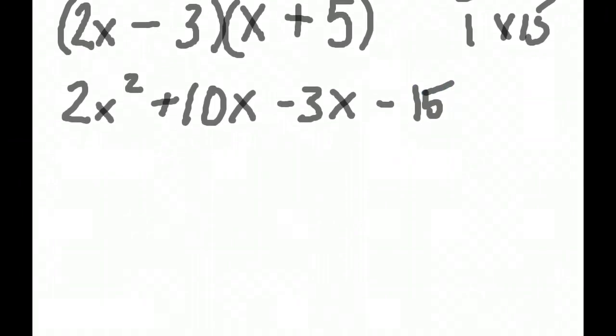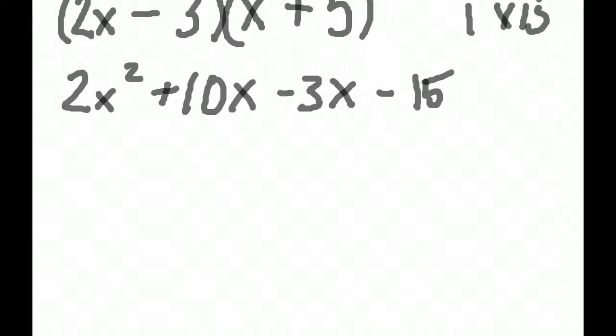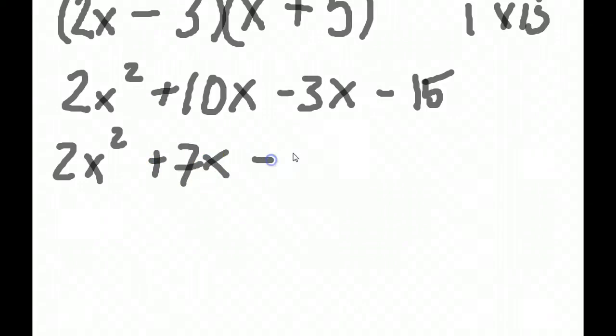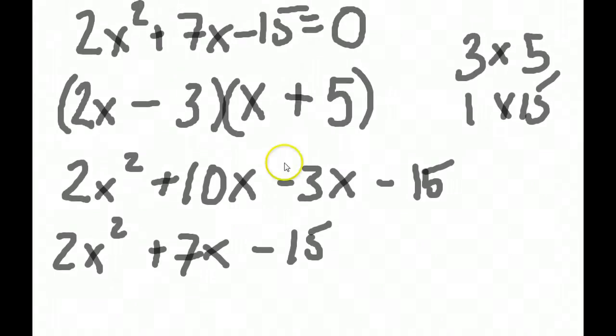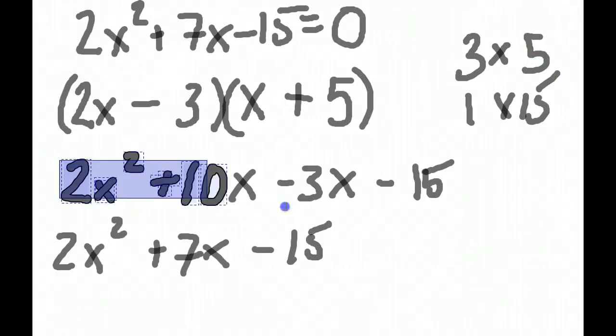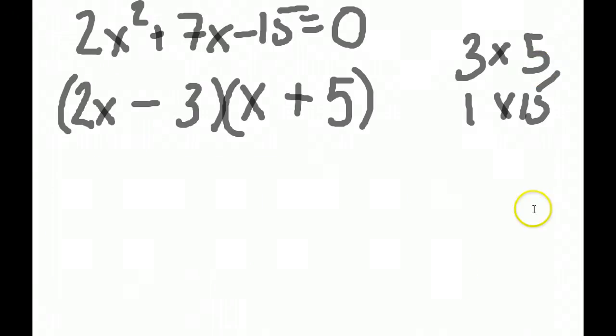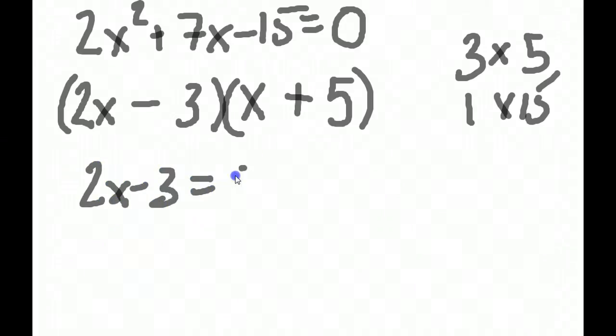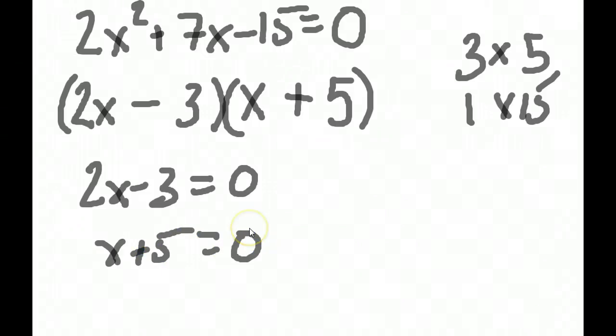Right, okay, so now just combine your middle terms. So you have 2x squared plus 7x minus 15. Right, and so it brought us back to where we want to be. So we know the right way to do this is 2x minus 3 times x plus 5. So now we set each of those factors equal to 0. So that looks like 2x minus 3 equals 0, and x plus 5 equals 0. And now solve for your x and see what you get.